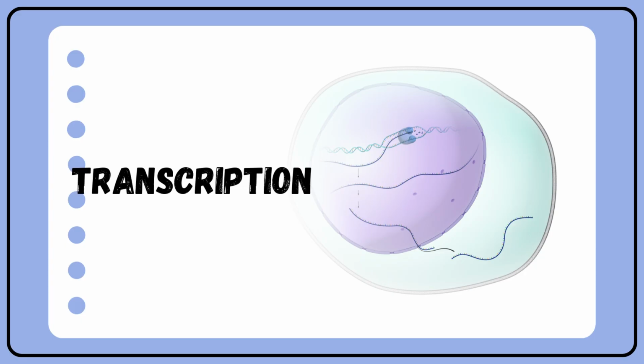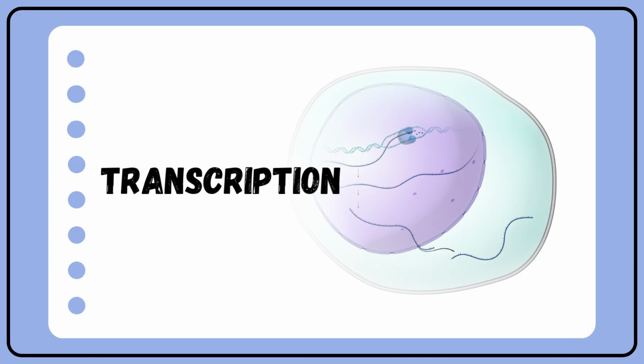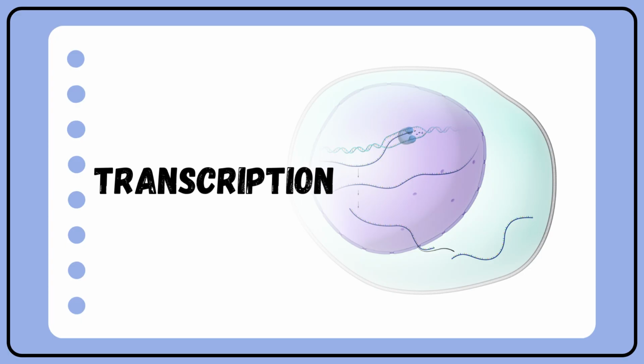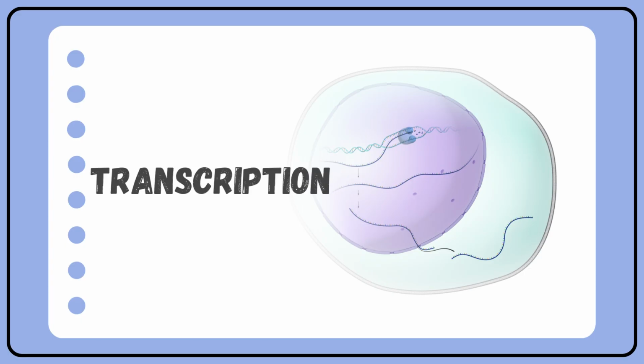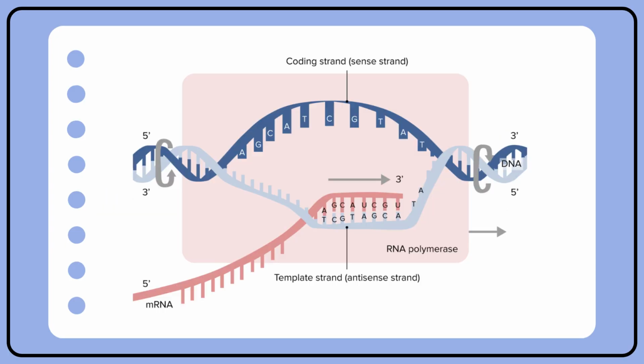Transcription. When the cell needs to build a specific protein, it doesn't take the entire blueprint out of the nucleus. Instead, it creates a temporary single-page work order. This process of making a working copy is called transcription, and the resulting molecule is a messenger RNA, or mRNA for short. The transcription process involves a highly important key enzyme called RNA polymerase.